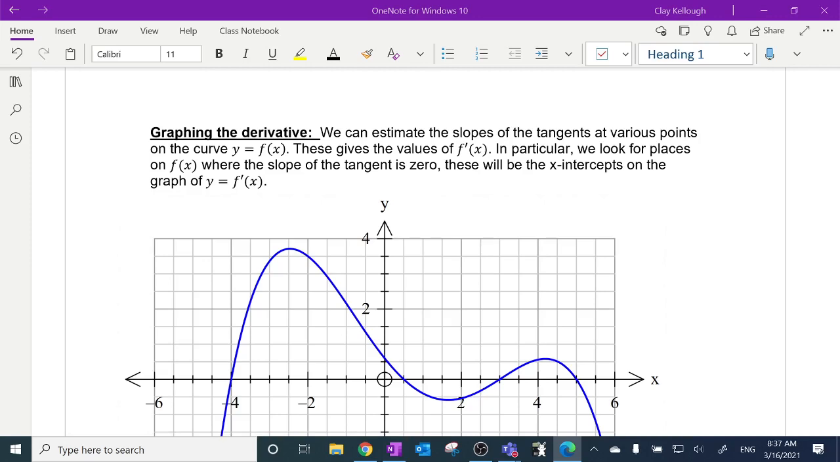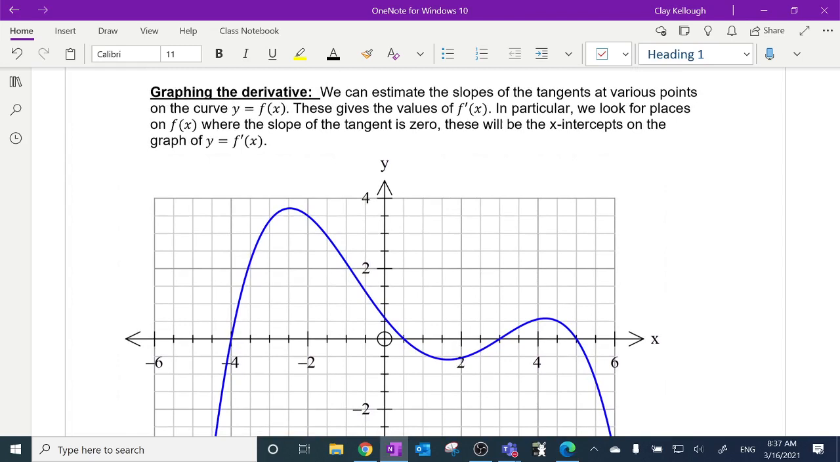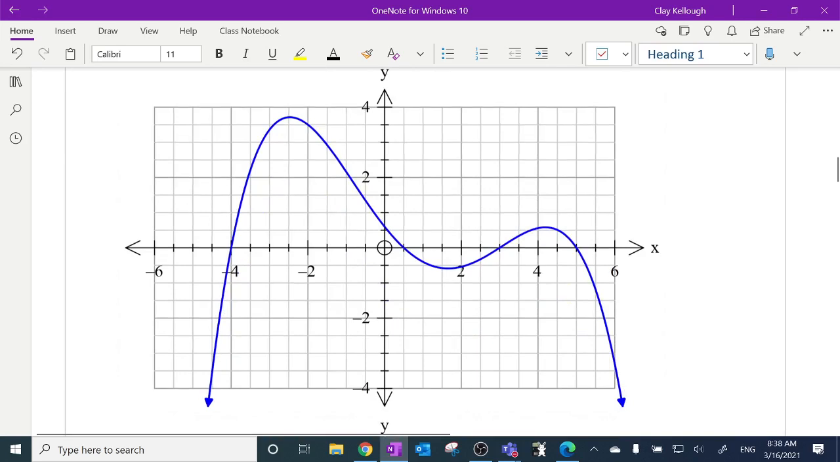Okay, there we go. All right, so graphing the derivative. We can estimate the slopes of the tangents at various points on the curve. These give values for f prime of x. In particular, we look for places on f of x where the slope of the tangent is 0, and these will be the x-intercepts on the graph of y equals f prime of x. So if this blue line here is f of x, I would like some sort of sketch that represents f prime of x. So let's see if we can make one here.